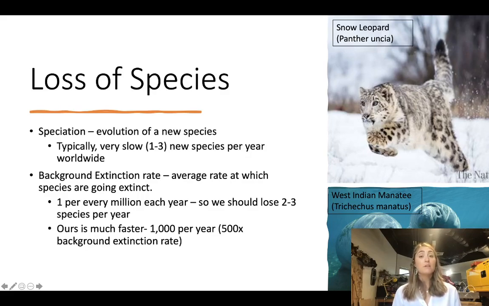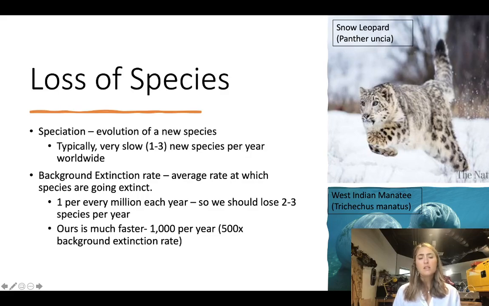Speciation, because it happens on an evolutionary time scale, is very, very slow. On average, we may receive only 1 to 3 new species per year worldwide. Now, speciation means that in order for something to be considered a new species, it can no longer reproduce with something that is similar to it. It has gone away genetically so much so that they are no longer the same species. That doesn't mean they look physically or dramatically different, but they can no longer reproduce and have viable offspring.